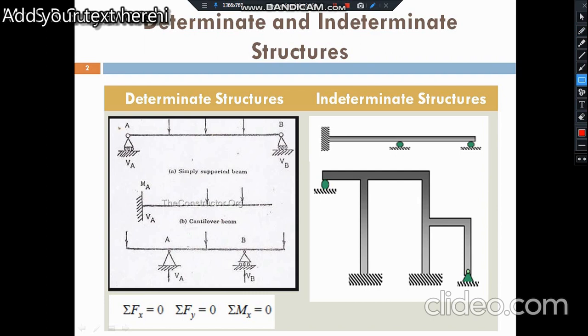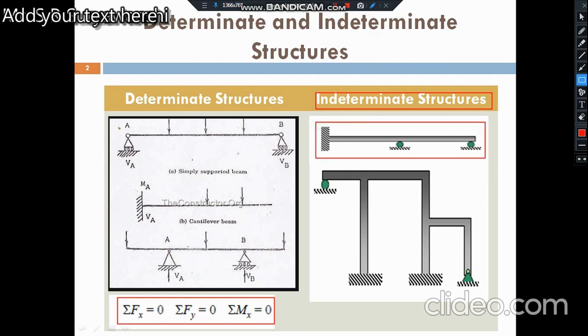Now the second part, indeterminate structure. What is an indeterminate structure? These are structures where we can't find all the reactions using these three equations. In that case, if we can't find all the reactions of a structure using these three equations, the structure will be statically indeterminate. This first structure is a continuous beam, which is indeterminate.